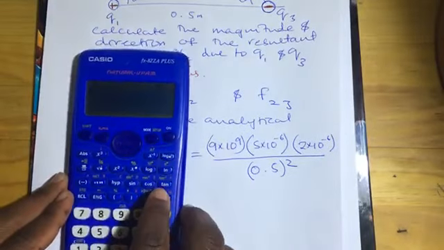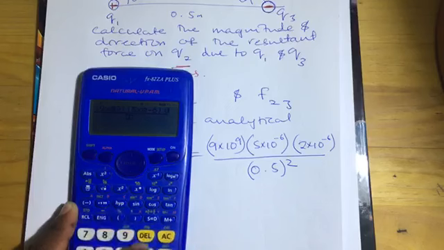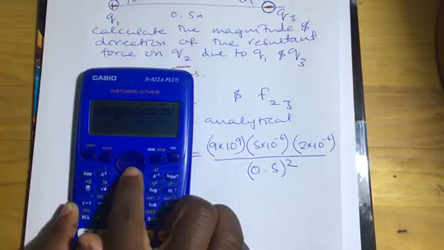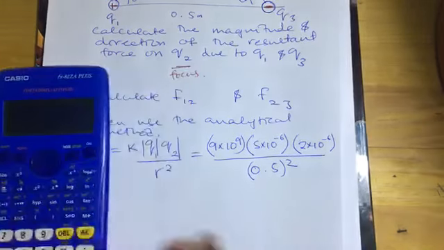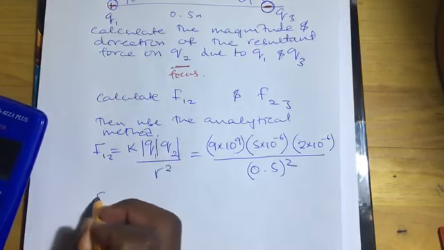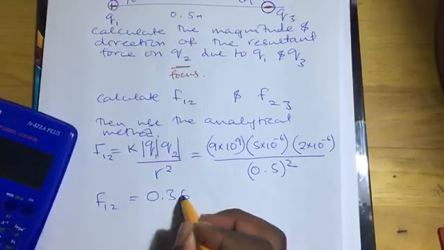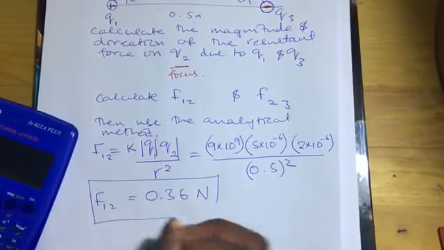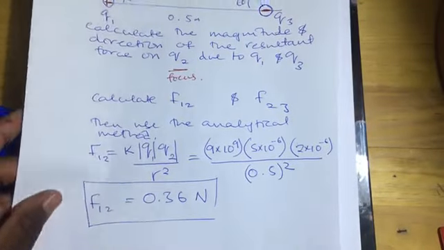Easy stuff. Okay, so this is going to be 9 times 10 to the power 9 times 5 times 10 to the power negative 6 times 2 times 10 to the power negative 6. Everything divided by 0.5 squared. Okay, so I have found F12 to be 0.36. This is a force, so units are going to be newtons. We found F12. Okay, next we calculate F23.